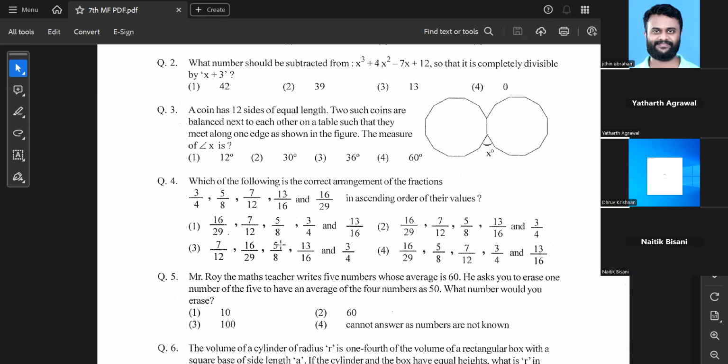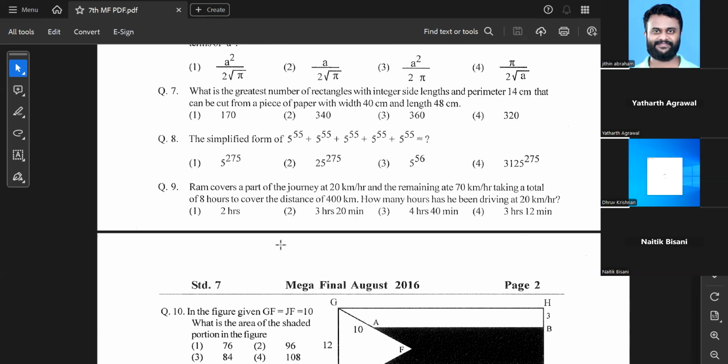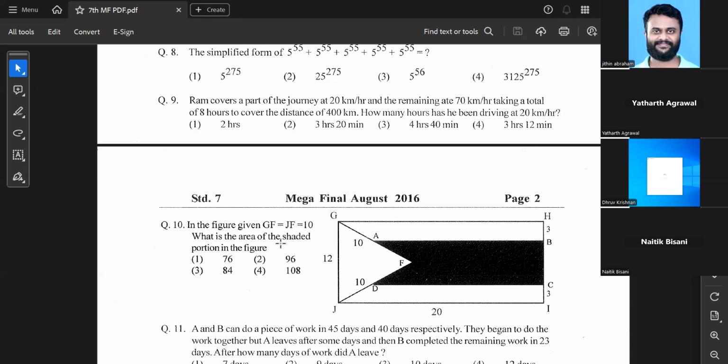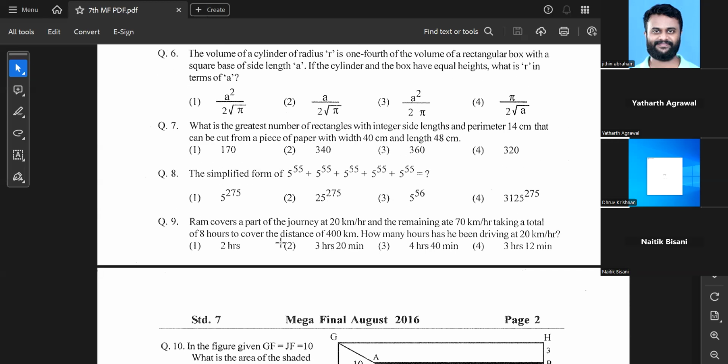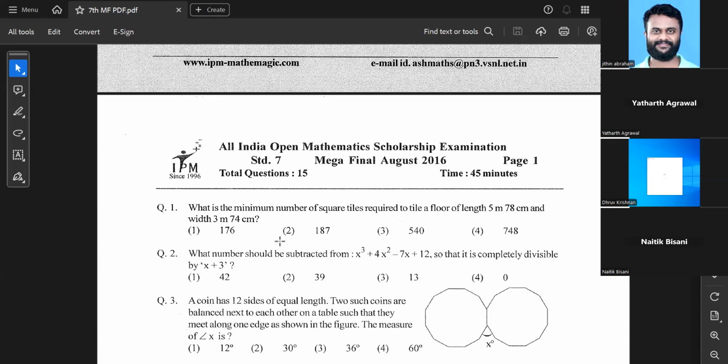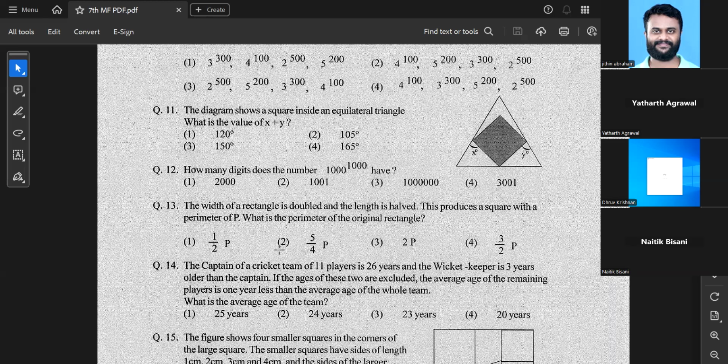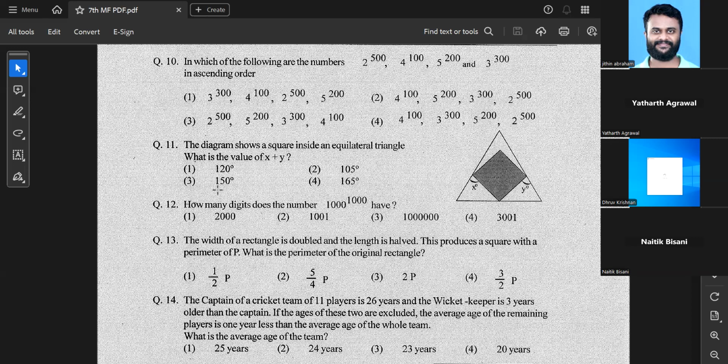In 2016, 1 to 5, 6 to 10, I have a doubt in question number 12 of 2015. How many digits does a number have? This was already done, my dear child. Just check the recording. Can you just tell me the answer, sir? Only answer. I think it is 3001. Yeah, 3001 it is.